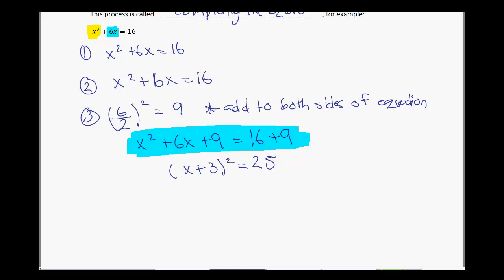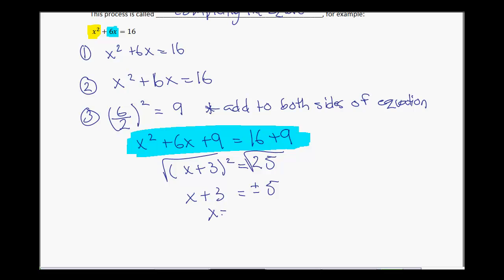Now from this point, we could go ahead and solve using square roots, just like we have been already. So we inverse our square, and we get x plus 3 equals, that is a perfect square, so it comes out to plus or minus 5.